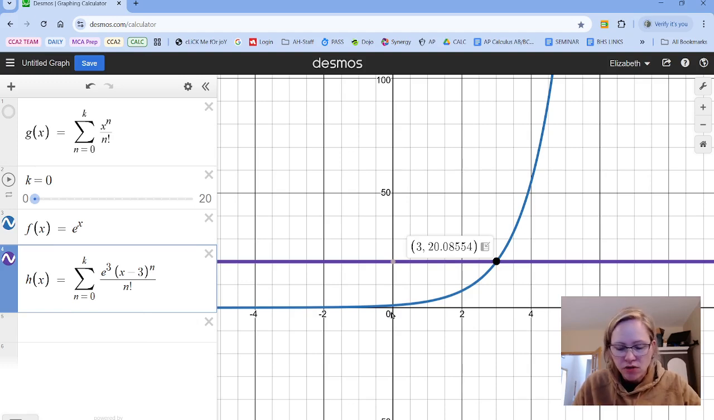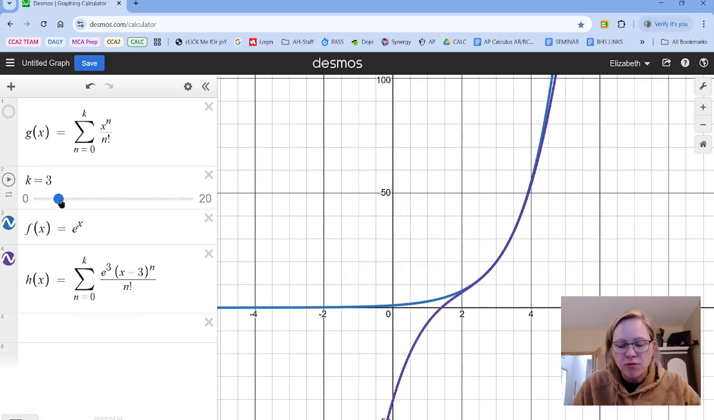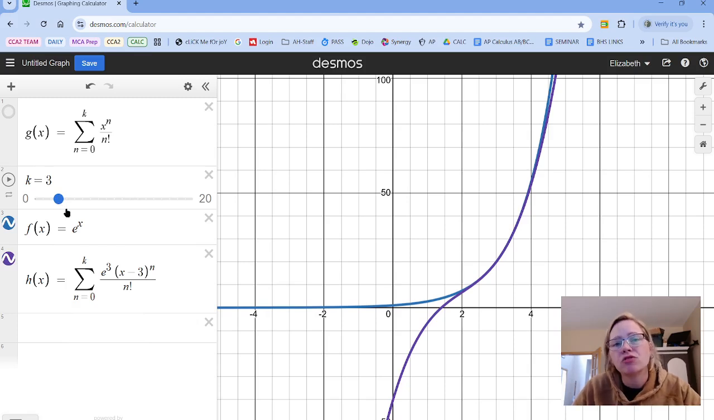Notice I'm still graphing e to the x, but the difference here is now as I add terms to this new function, it still aligns with e to the x, but where it aligns from, that center where it aligns and then branches out, has shifted to where x is 3. So when we recenter a function, we have to reconstruct the Taylor series from scratch.